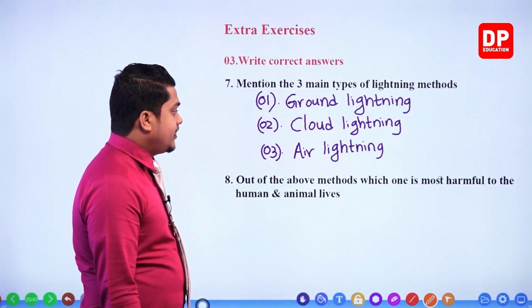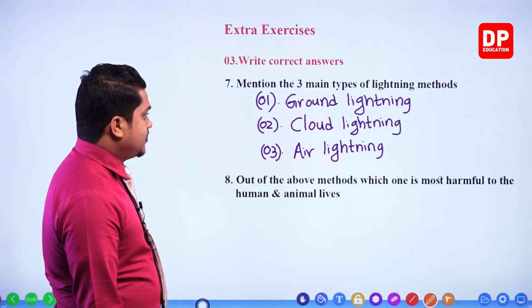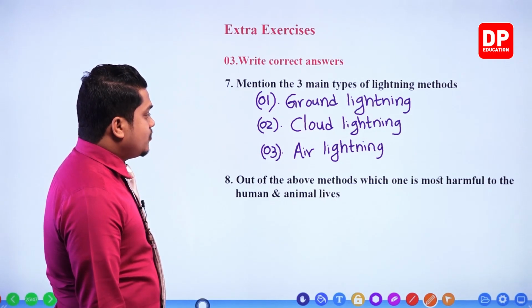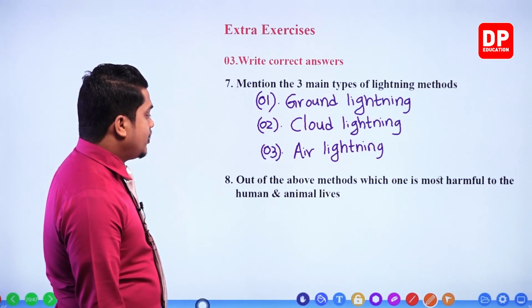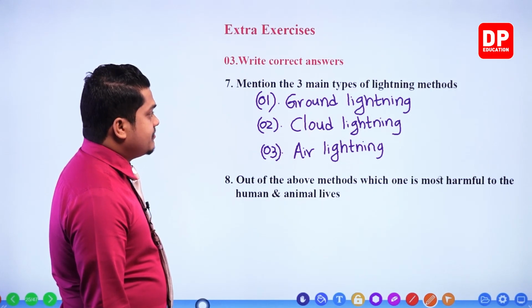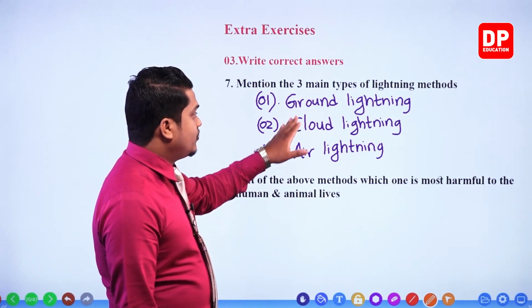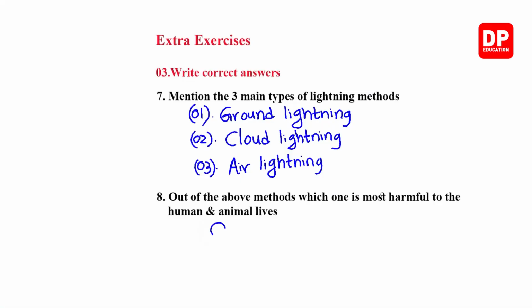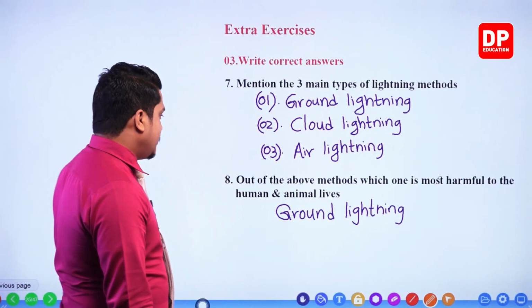Right. Then the question number 8. Out of the above methods, which one is the most harmful to the human and animal lives? Very simple, my dear children. The most harmful one would be ground lightning, right? Most harmful one should be the ground lightning, right?